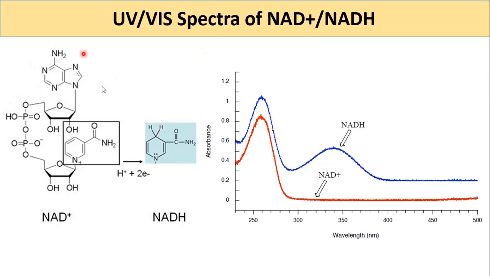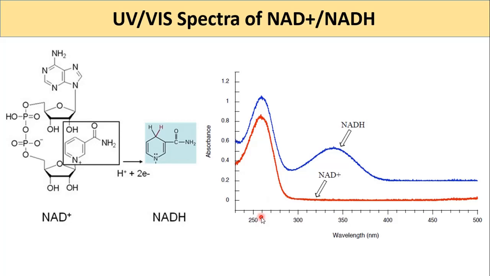So this is the structure of NAD plus. In NAD plus we are having a conjugated system here in the form of this ring, and this ring is containing a positively charged nitrogen. And if I look at the spectra of NAD plus, then I find that we are having lambda maximum at nearly 250 nanometer. At 250 nanometer it is giving a good peak, right?